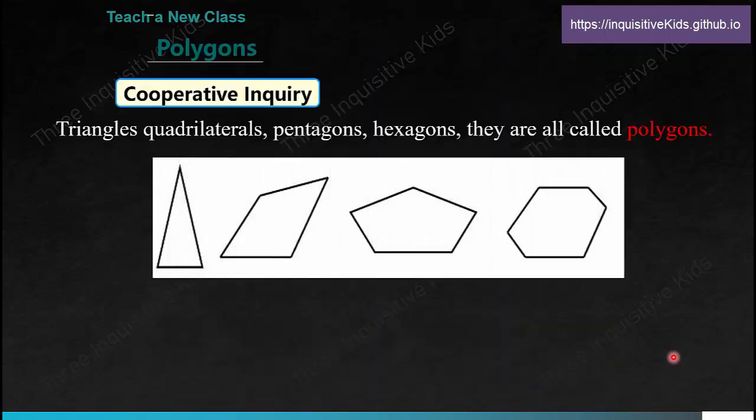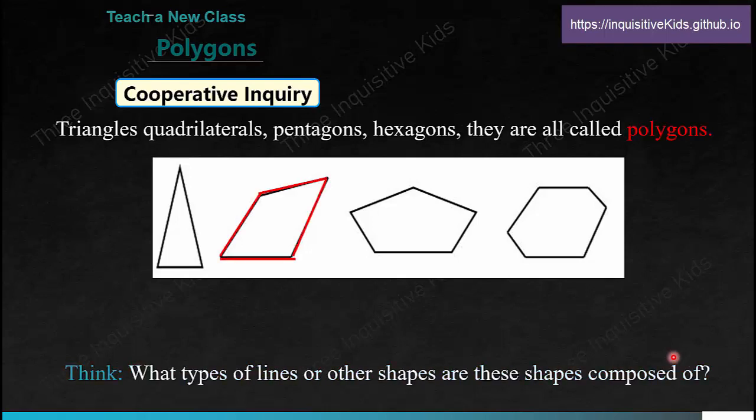Let's get started with our first section, polygons. Triangles, quadrilaterals, pentagons, hexagons, they're all called polygons. Think, what type of lines or other shapes are these shapes composed of? What do you think is a polygon? What's the definition of it? What makes them polygons? What do they have in common?